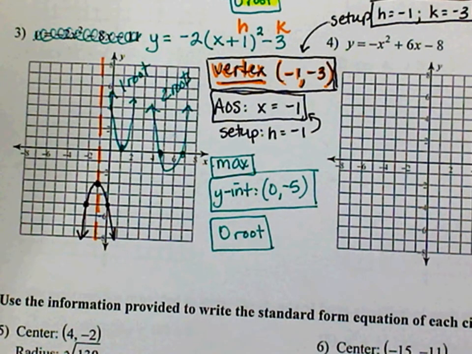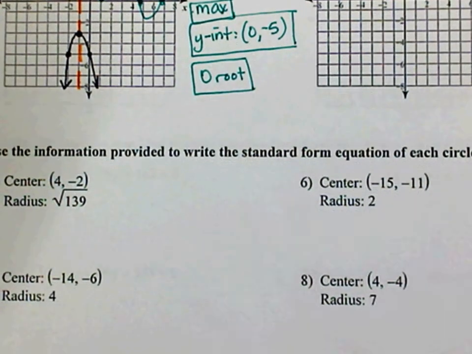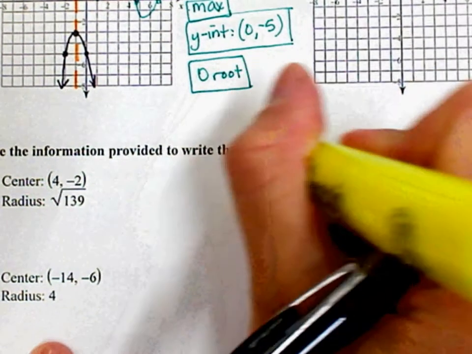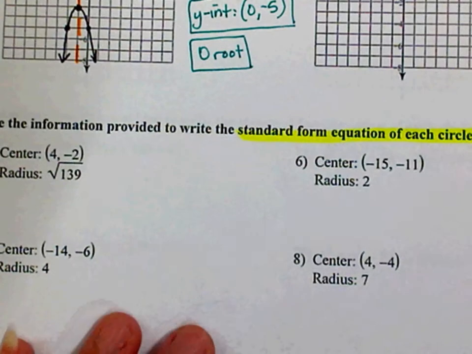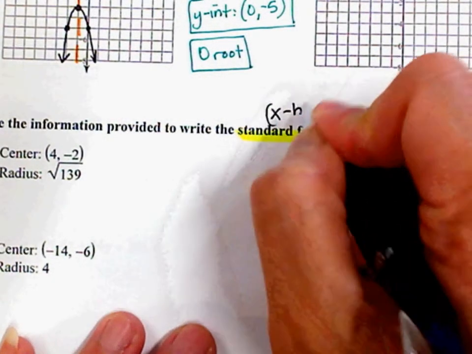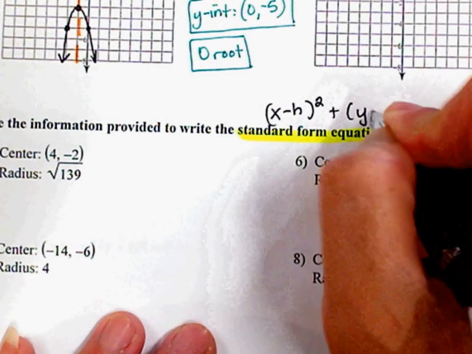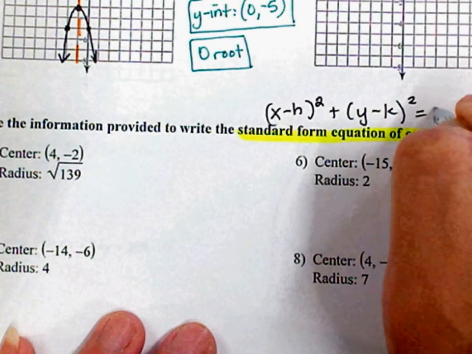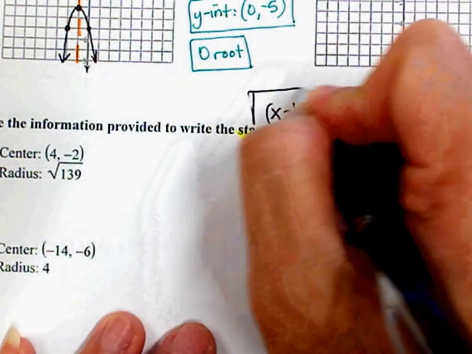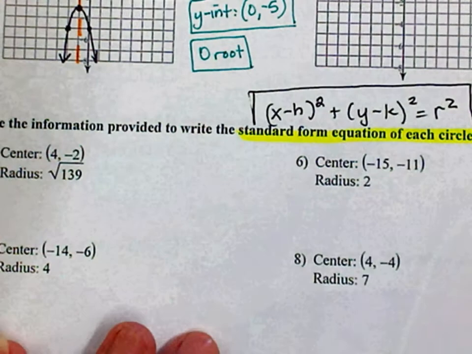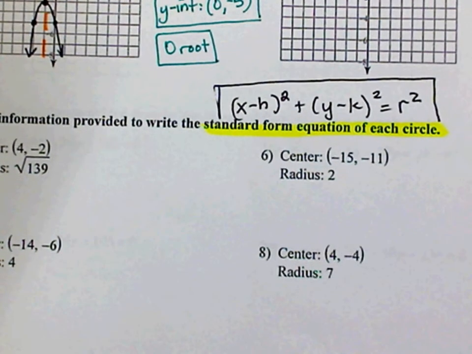Here we go. Standard form of an equation. The standard form of a circle looks like this. (x minus h) squared plus (y minus k) squared is equal to r squared. That is a standard form equation. It's also called center radius.